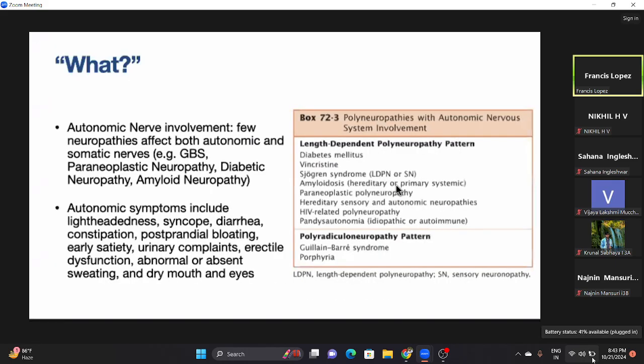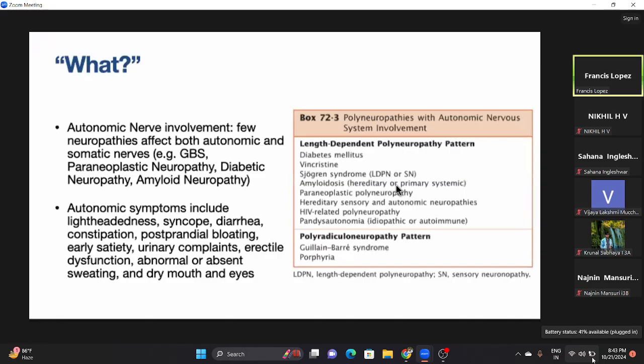So for still in the question of what, okay? So again, di ba, we have discussed the modality. This can be either motor or sensory. For the sensory, we have discussed whether this is a positive symptom or a negative symptom. Now we go to the autonomic nerve involvement.